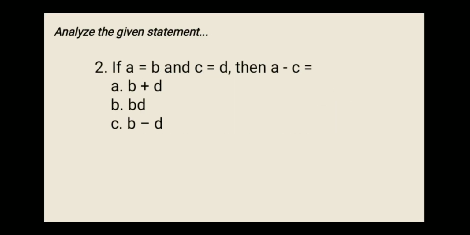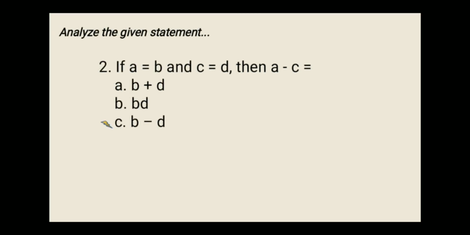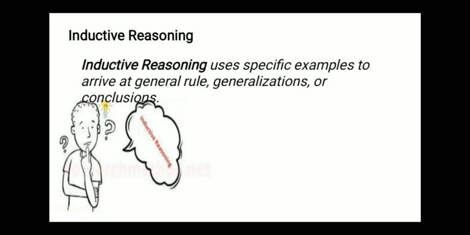I have here another statement. If A is equal to B and C is equal to D, then A minus C is equal to what? B plus D, BD, or B minus D? What do you think? Okay, it's B minus D. So from our previous examples, we learned that inductive reasoning uses specific examples to arrive at a general rule, generalization, or conclusions.